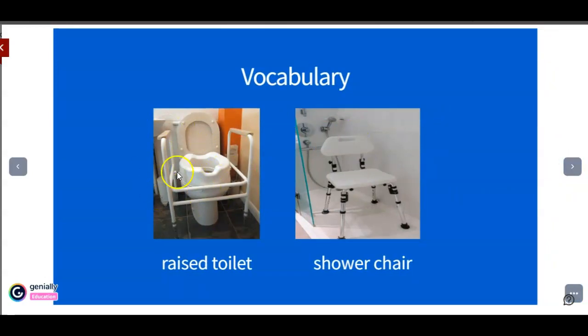We have a raised toilet. Sometimes patients need this because they cannot bend enough to reach the toilet. We have the shower chair that is very useful after a surgery, after an accident, so that the patient is not standing up when taking a shower. And you know that these chairs normally have little holes to allow the water to run.